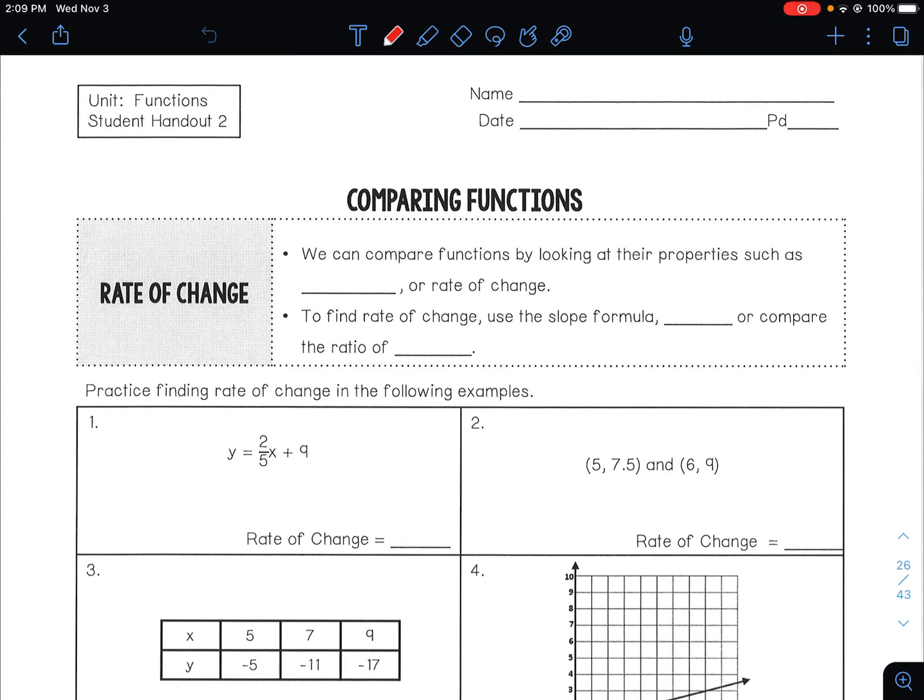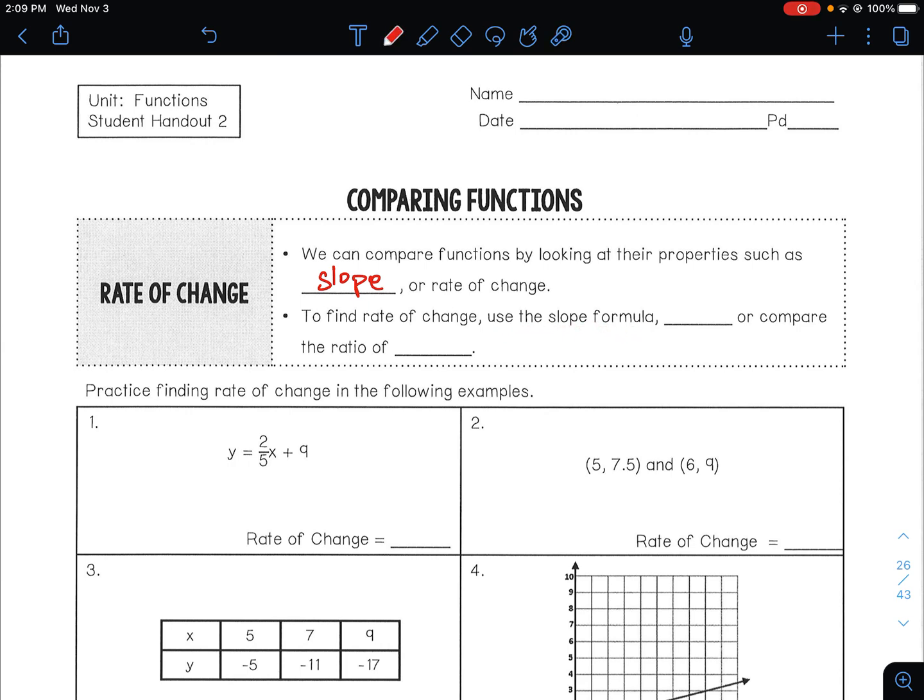In this video, we are going to learn how to compare functions, so let's begin. We can compare functions by looking at their properties such as their slope or rate of change. Remember, slope and rate of change do mean the same thing, okay? Slope, rate of change.